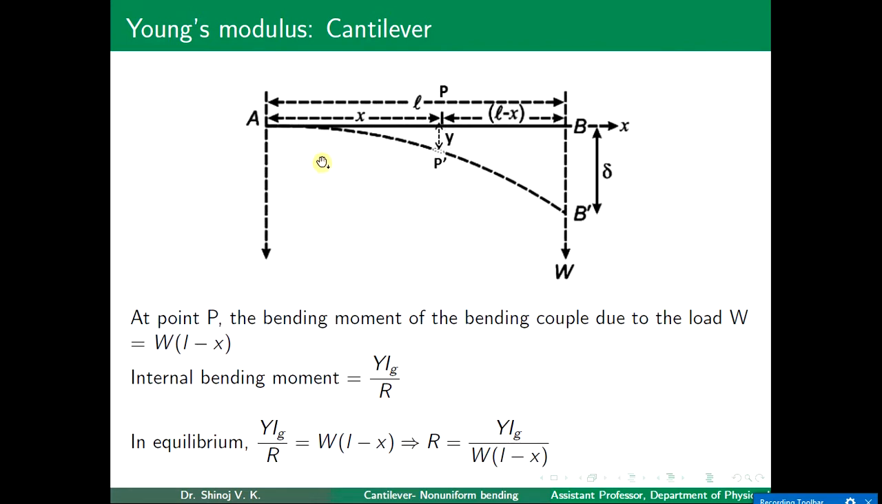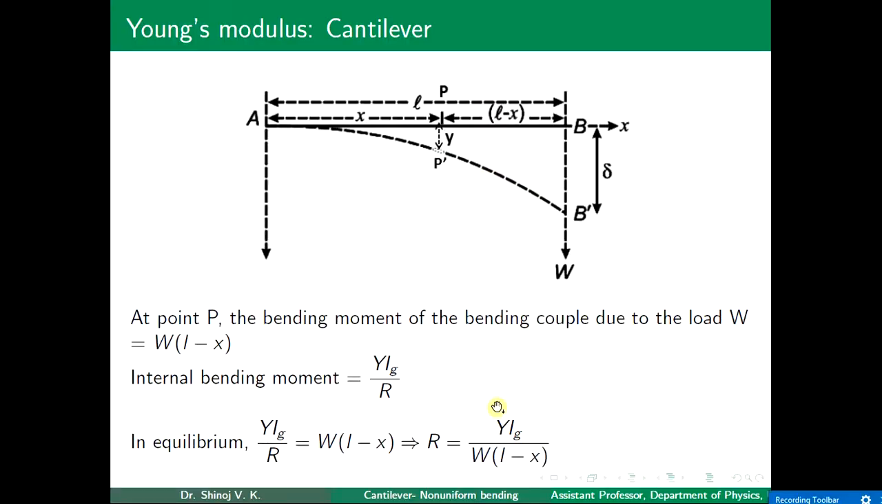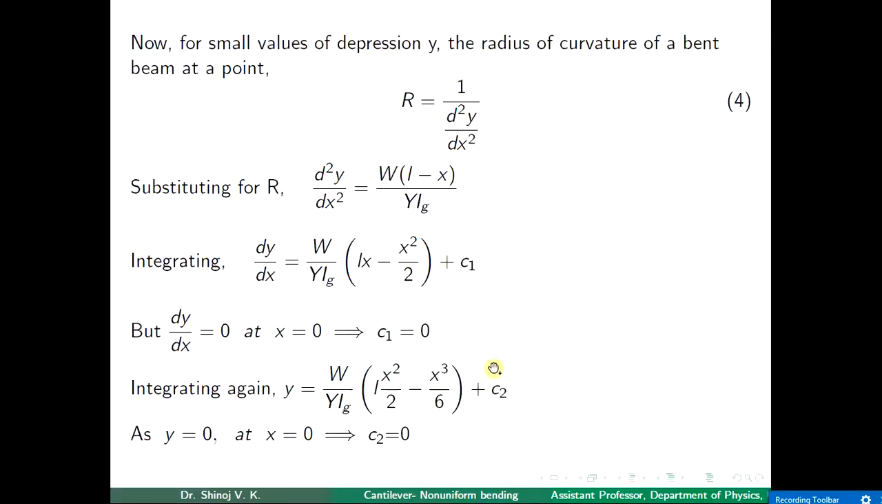This radius of curvature varies along the length of the beam. There is a generic expression for the radius of curvature of a bent beam at any point. From that we consider small depression y. At the point, the depression value is relatively small, so we neglect the dy/dx term in the generic expression, and we get the radius of curvature as R = 1/(d²y/dx²). Now we substitute for R from this expression. You will get d²y/dx² = W(L - x)/Yig.